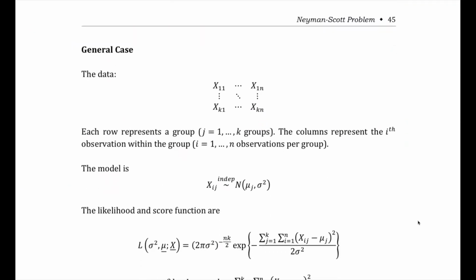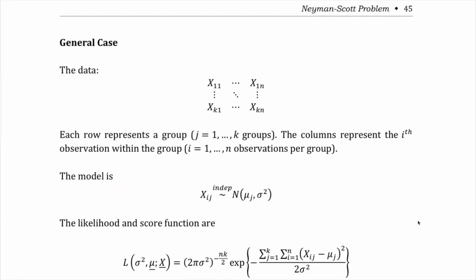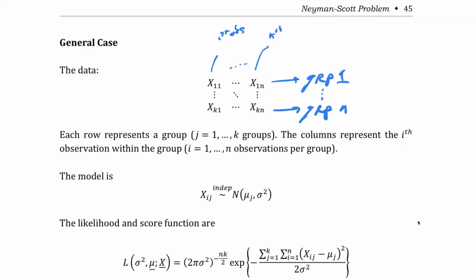I think it's helpful. Here's what our data looks like. Each row represents a group. So this is group 1, and this is group N. The columns represent the first observation. So this is the first observation in each group, et cetera. And this is the last, the kth observation in each group.